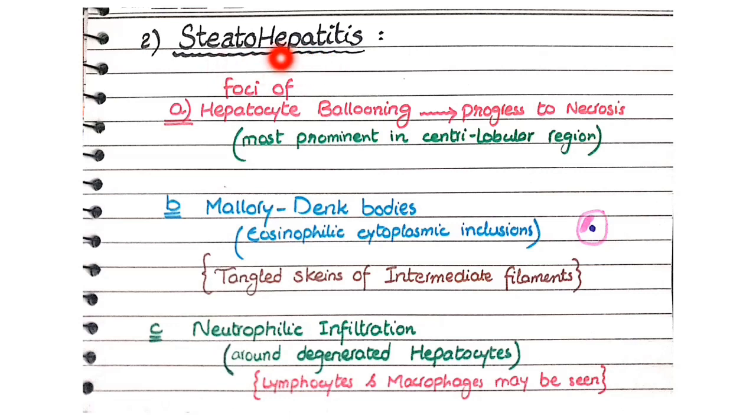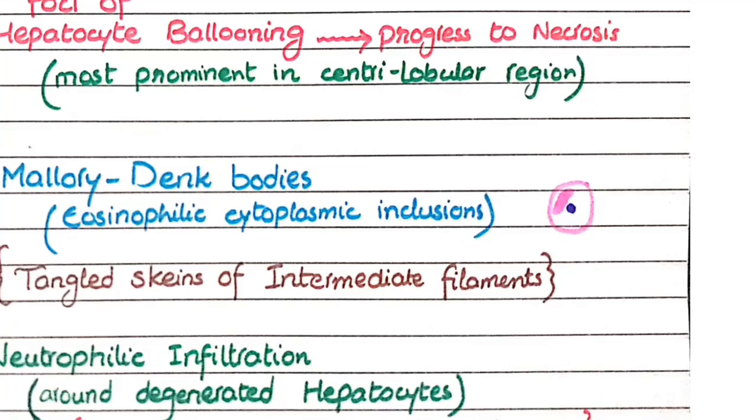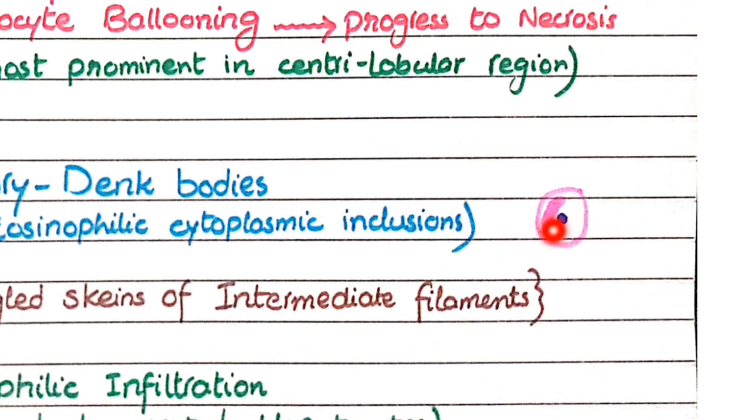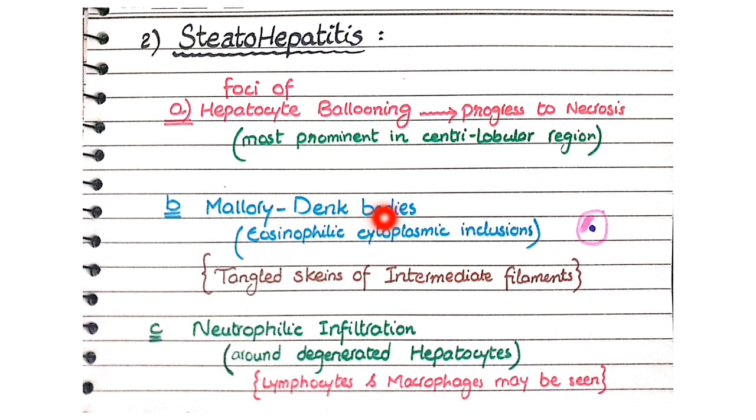Secondly, this stage of steatohepatitis is characterized by Mallory-Denk bodies. These Mallory-Denk bodies are eosinophilic cytoplasmic inclusions, just like this. So you can see here in the cytoplasm of the cell there is an eosinophilic inclusion that is known as a Mallory-Denk body. And these Mallory-Denk bodies are due to the accumulation of intermediate filaments including the keratins. So what happens is that during the process of cell injury, the intermediate filaments become tangled together to form these eosinophilic inclusions that are known as Mallory-Denk bodies. So remember, in fatty liver disease, in the stage of steatohepatitis, you can see these Mallory-Denk bodies.